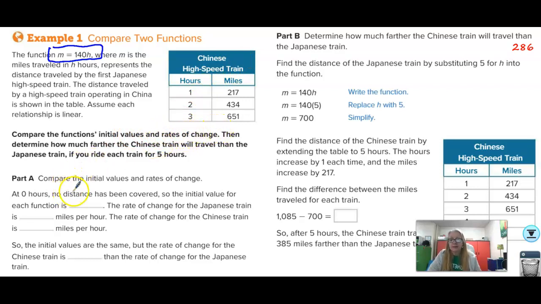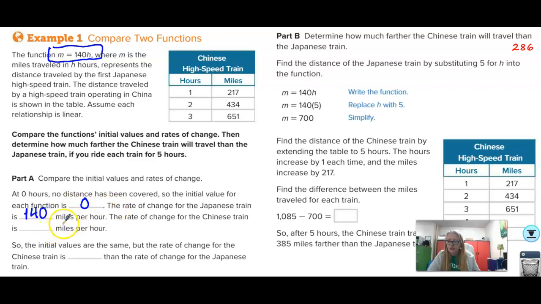All right, well, let's think about this. We're talking about trains. If they have been traveling 0 hours, no distance has been covered. So the initial value for both functions is 0, okay? The rate of change for the Japanese train is this number, because this would have been your x. So 140 is the rate of change, 140 miles per hour.